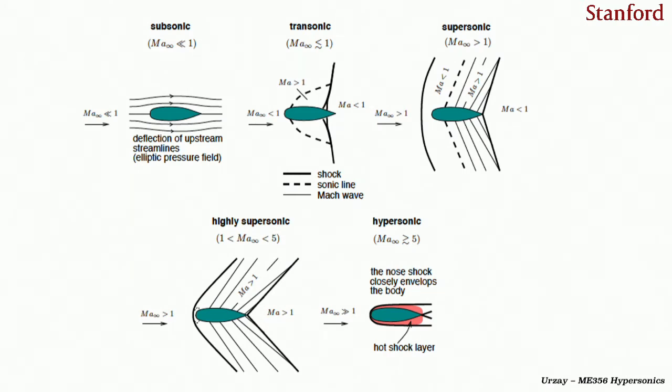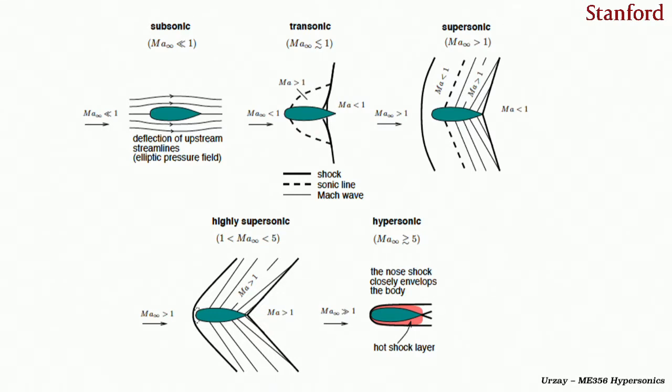And that is because the pressure field that emanates from that interaction is just an elliptic pressure field. So that is to say that the presence of the body is actually noticed very far upstream. So that will be the case of subsonic aerodynamics.